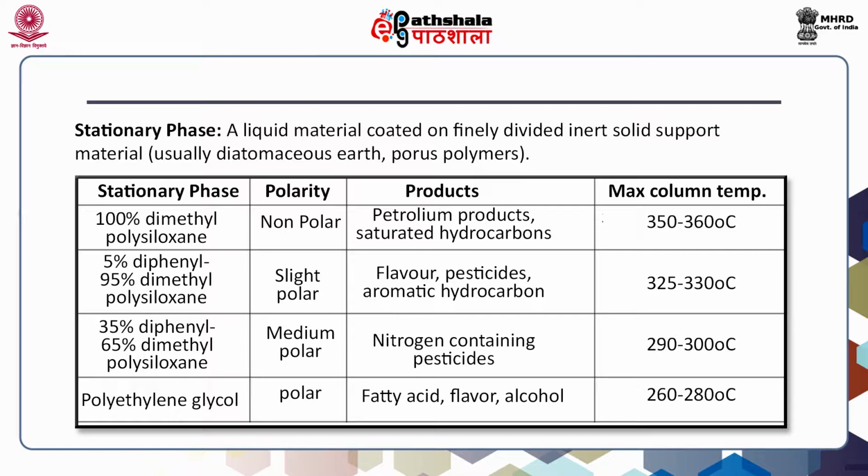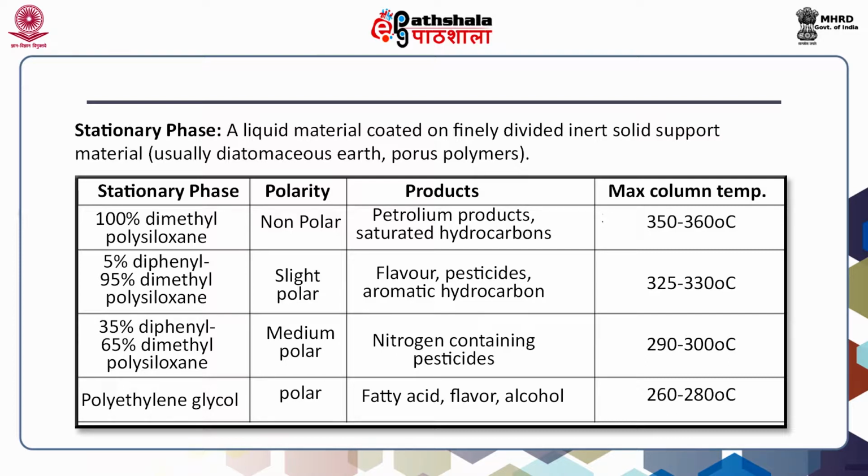From a practical point of view, we can see in this table that the stationary phase has different polarities. It can be completely non-polar, slightly polar, medium polar, polar or highly polar. For example, 100% dimethyl polysiloxane is a non-polar stationary phase and is preferred for petroleum products and saturated hydrocarbons. Similarly, polyethylene glycol is a polar phase which is preferred for fatty acids, flavors and alcohols. These stationary phases have different temperature maxima, that means they remain stable up to a certain temperature and afterwards they start degrading.